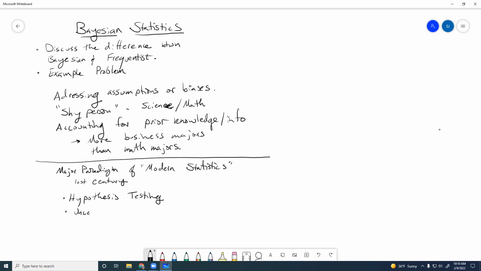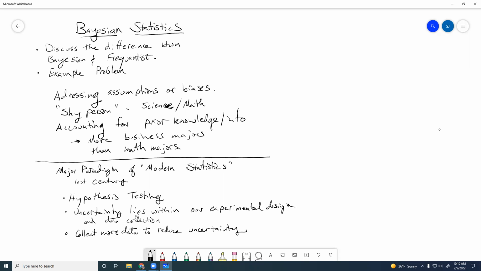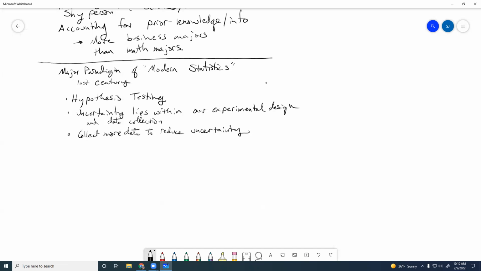That uncertainty lies within our experimental design and data collection. So we can design an experiment, we can control for variables. If we want to reduce uncertainty, then we need to collect more data. And this general concept is what's known as frequentist.